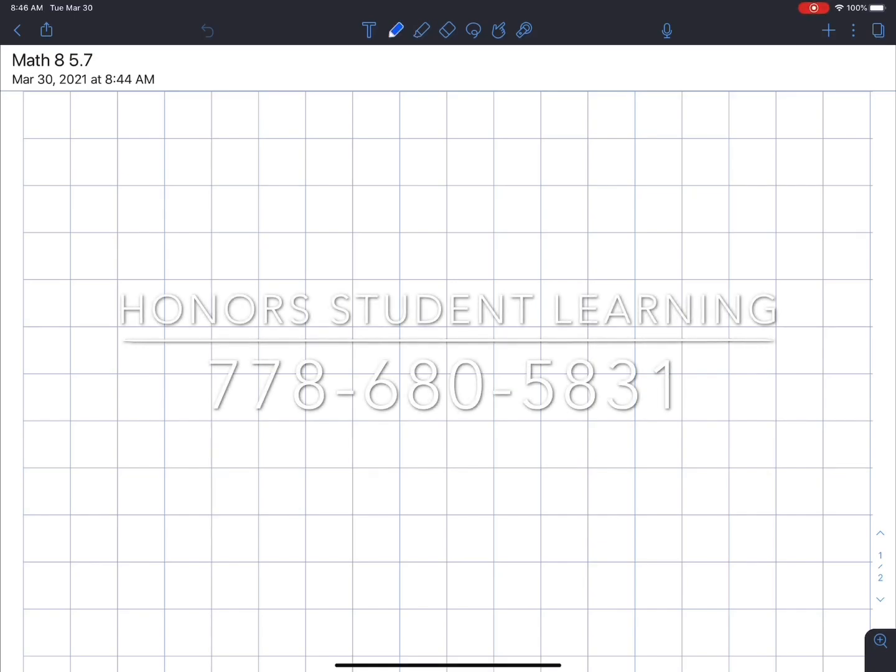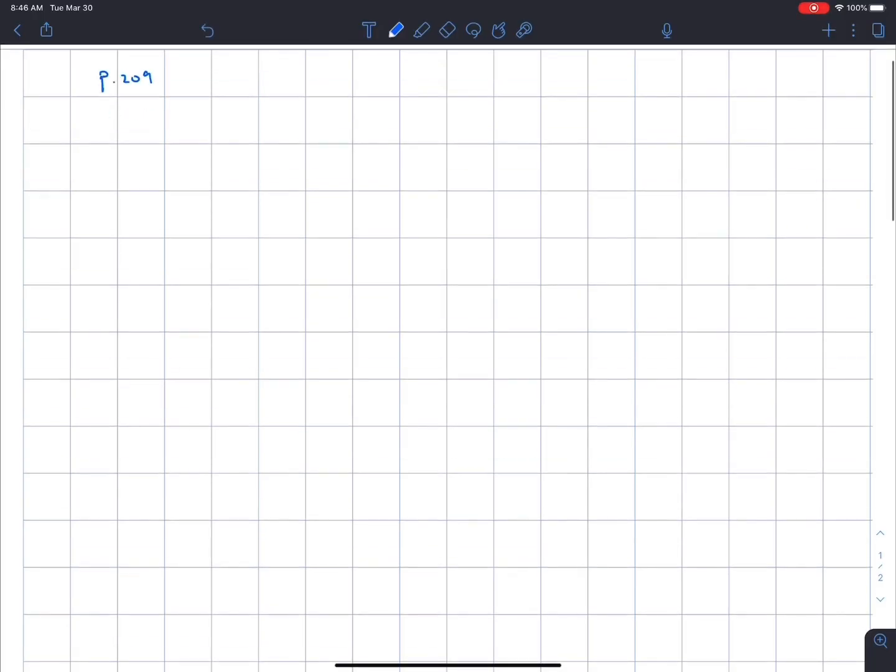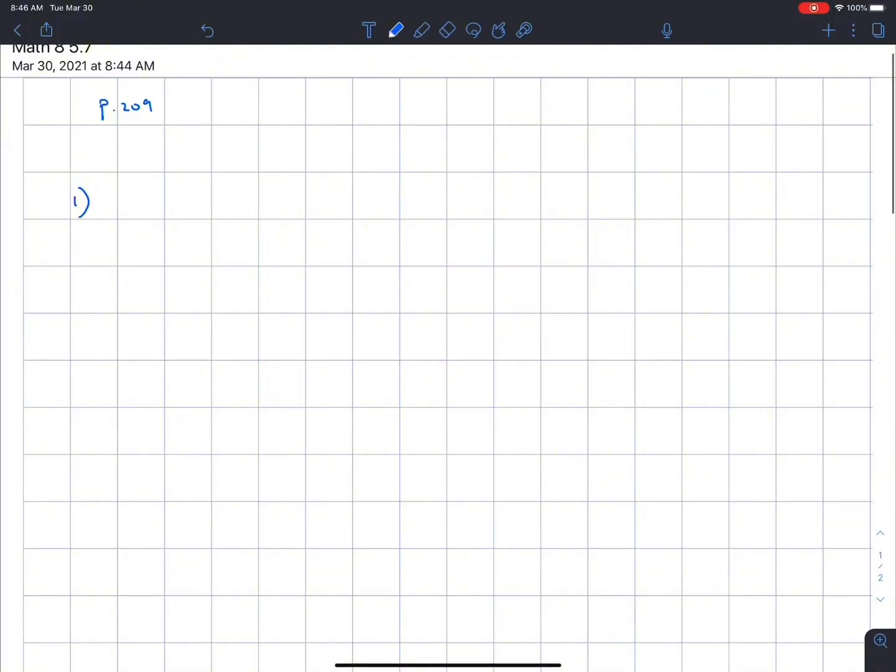Okay, moving on to 5.7. We are on page 209. Question 1. So we were given this equation, y equals 10x plus 50. And in the question, we were told that y represents the cost in cents from making a long distance call, and x represents the minutes of talking on the phone.